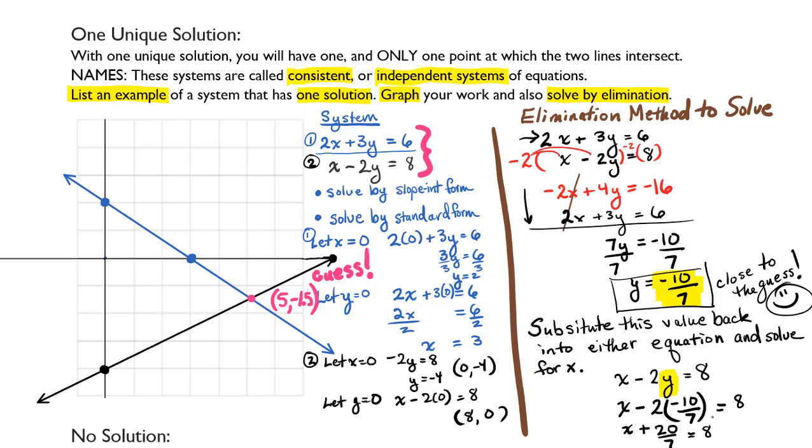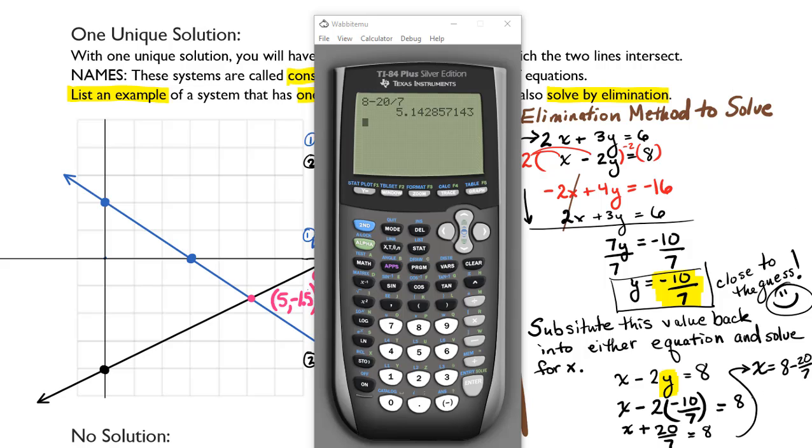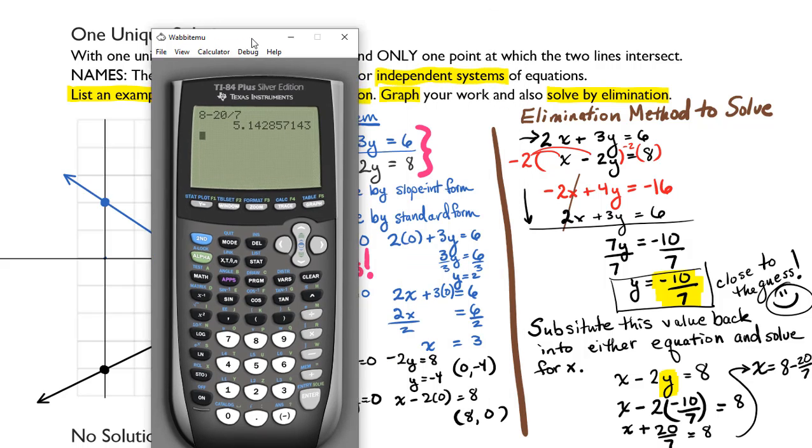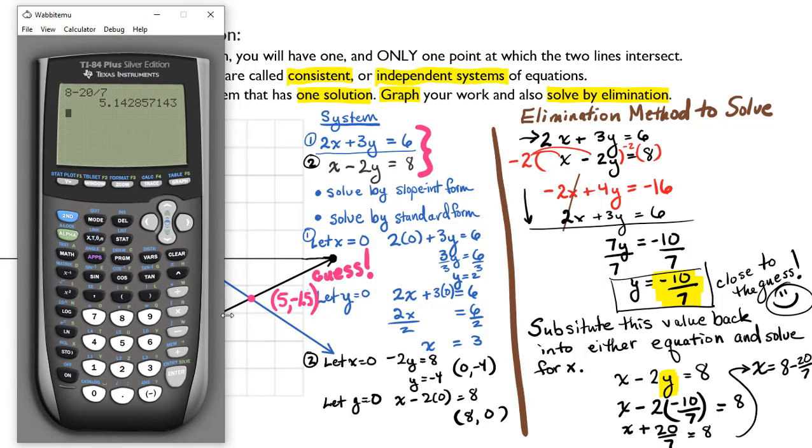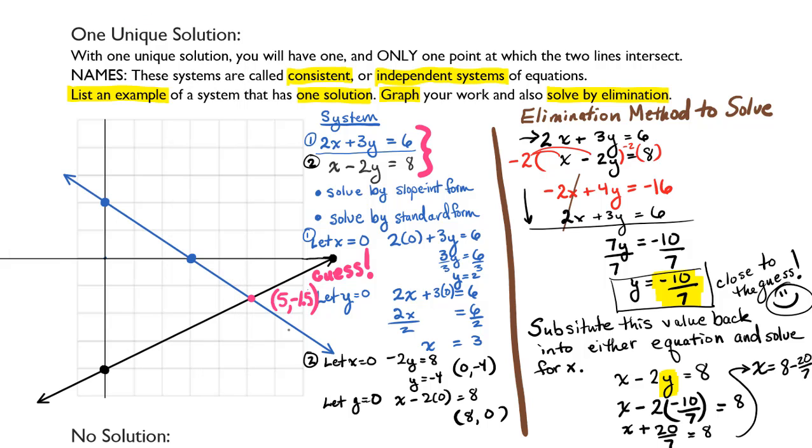20/7 equals 8. And now subtract 20/7 from both sides, and I will have x is equal to 8 minus 20/7, which is 36/7. And you can certainly put this in your calculator to get the exact value, and we get 5.14285, etc. So we were extremely close when we did this guess over here when we were starting by graphing. We can see that, yes, it's very, very close to what we guessed.